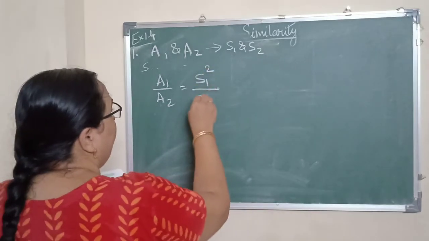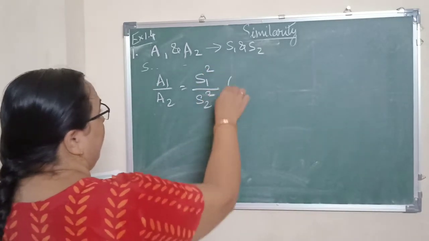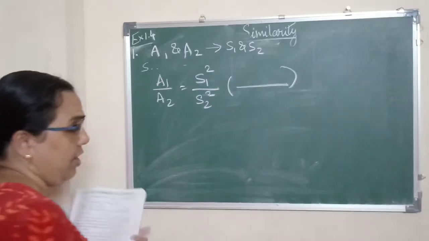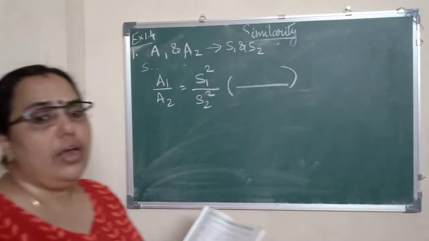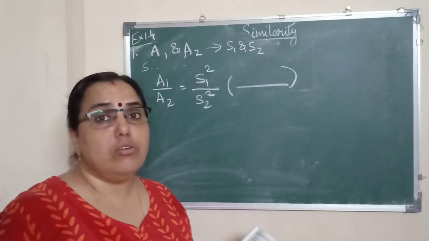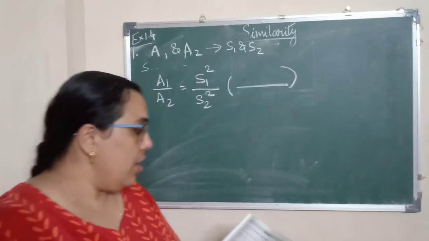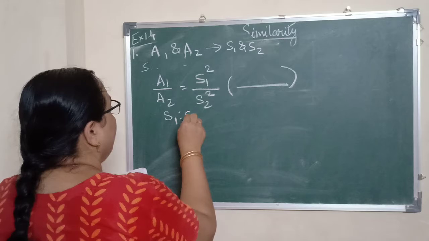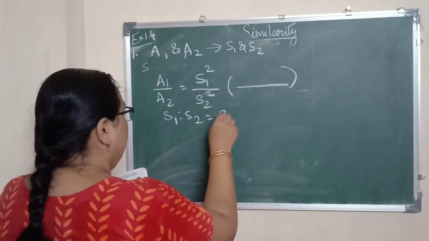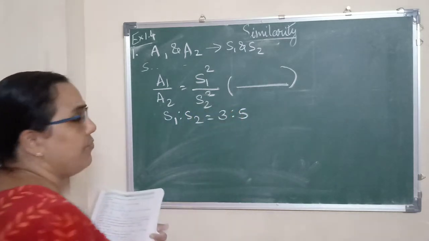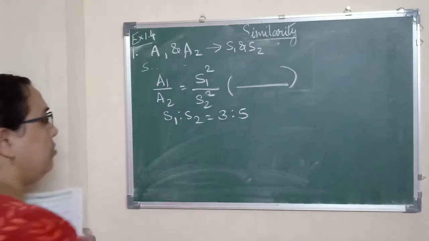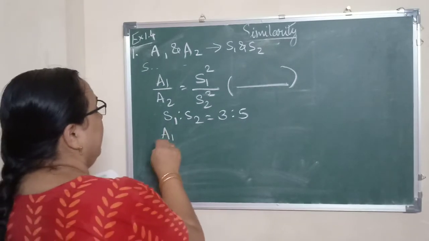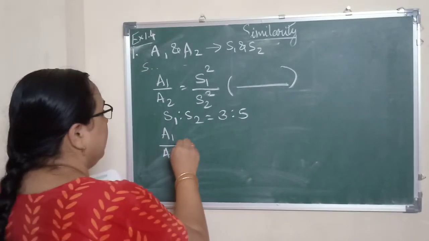A1 upon A2 is equal to S1 square upon S2 square. Why is it so? Yes, theorem on areas of similar triangles. Okay, so what is given to us? We are given S1 to S2 is equal to 3:5. So what is A1 upon A2? Very simple to find. Very simple calculation, girls.